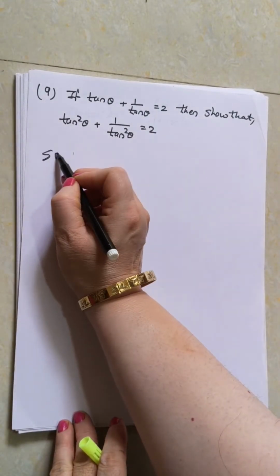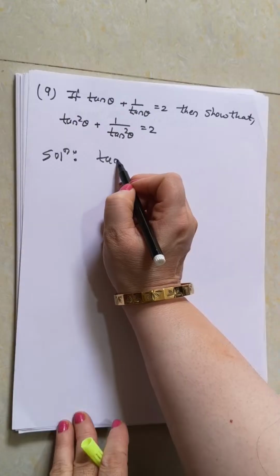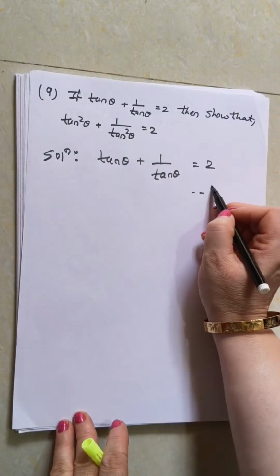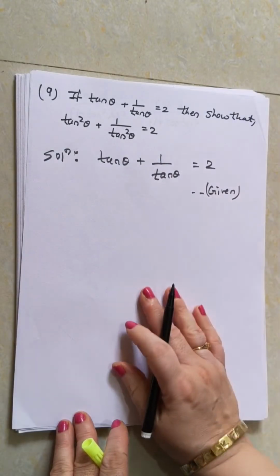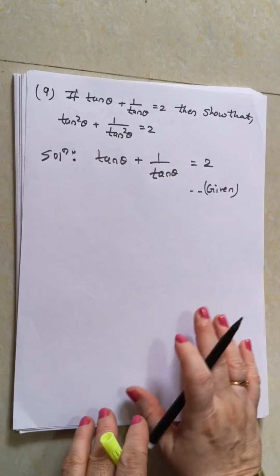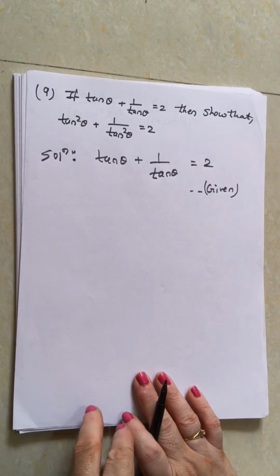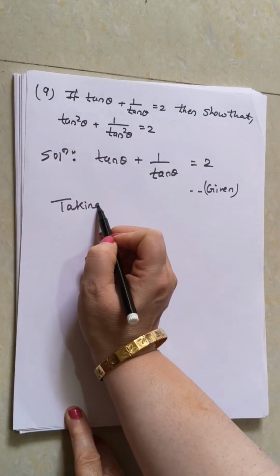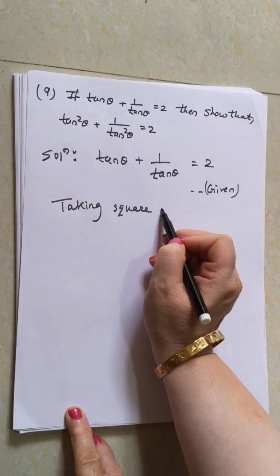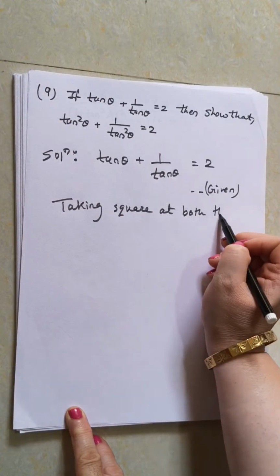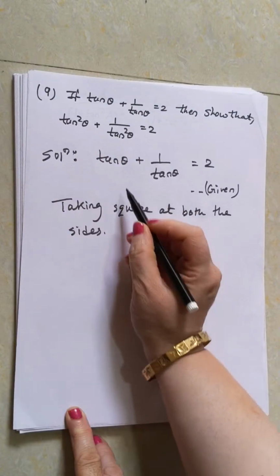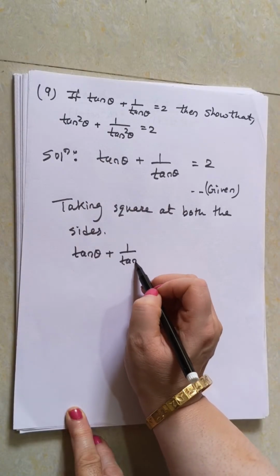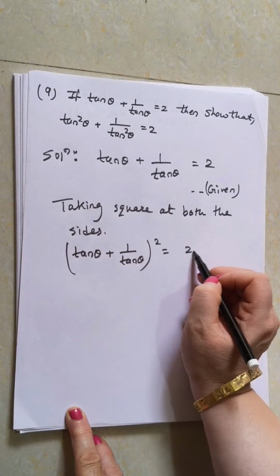Solution: tan theta plus 1 upon tan theta is equal to 2. It is given. Now taking square on both the sides, what we are going to do is take squares. So tan theta plus 1 upon tan theta, bracket square, is 2 square.